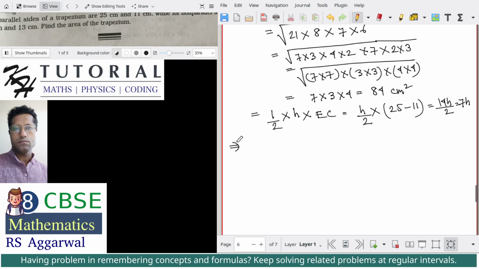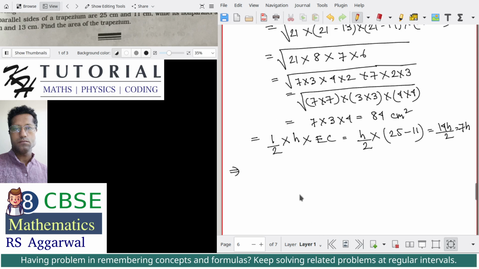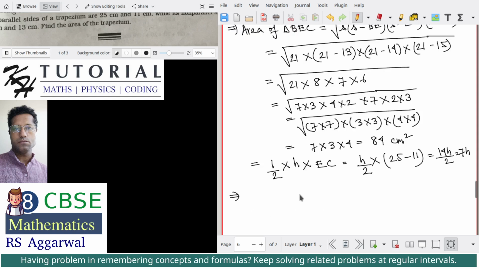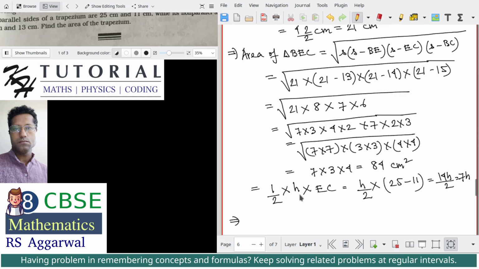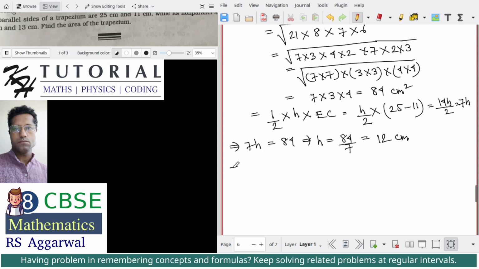So using Heron's formula, we have found the area of the triangle BEC to be 84 centimeter square, and also using the half into base into altitude formula, we have found the area of the triangle BEC as 7h. So the two areas must be equal. So 7h must be equal to 84. So h is equal to 84 divided by 7, that is 12 centimeter. So the height we have found to be 12 centimeters, and now we can find the area of the trapezium.